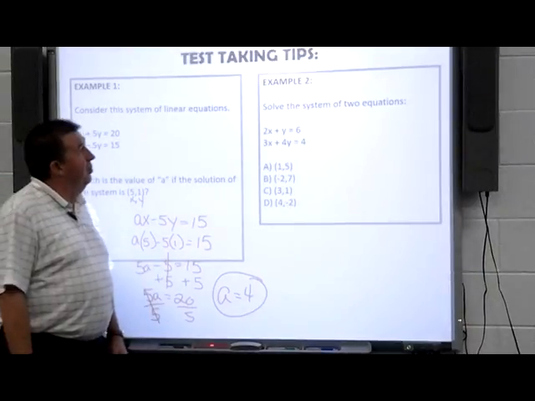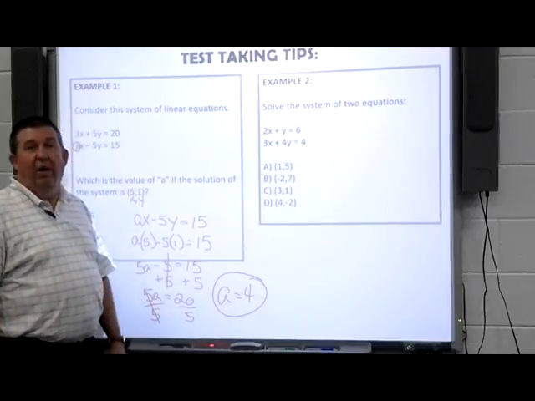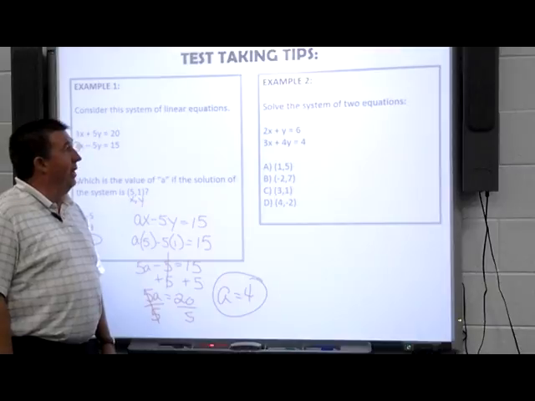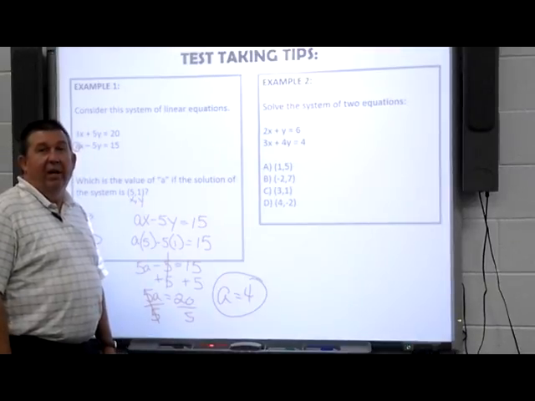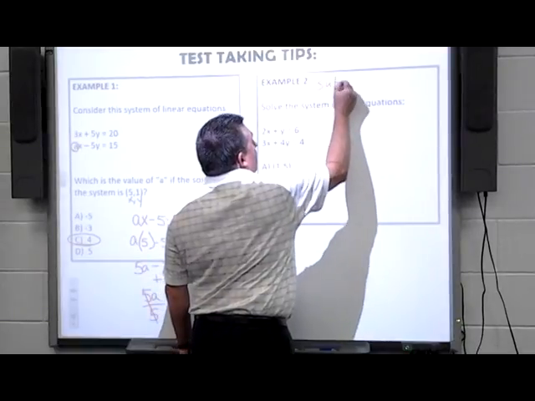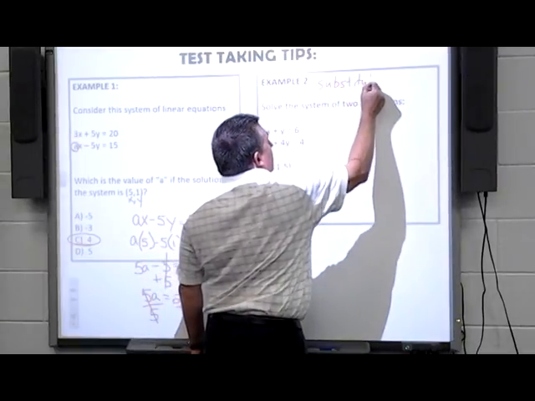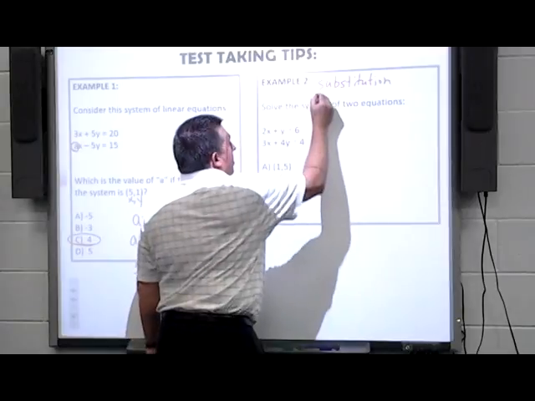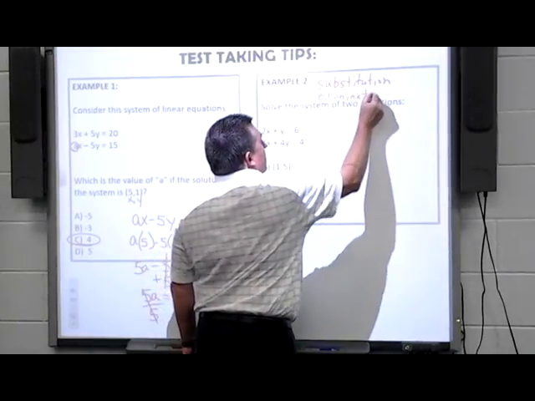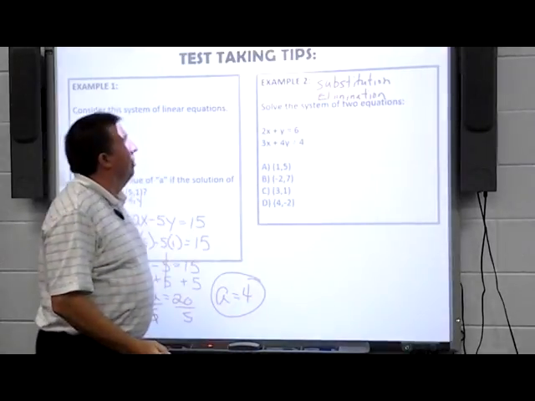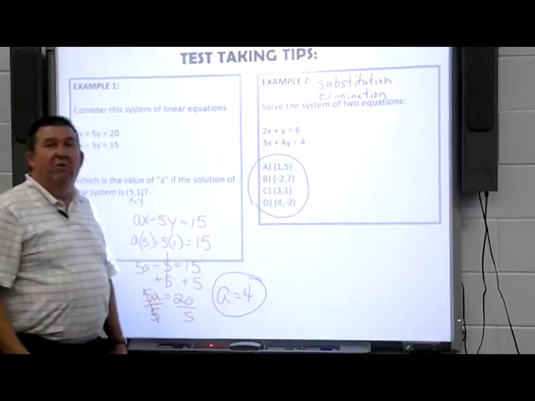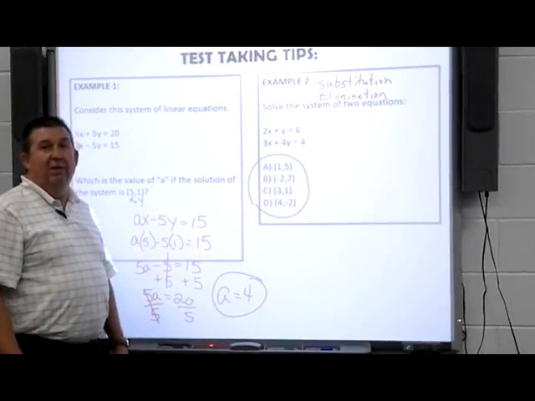In example 2, we're going to solve the system of two equations. Jen has already showed you the substitution method. I have showed you elimination. What if you forget and panic and don't know how to do either one of them? Substitution was one method. Elimination was another method. In this particular problem, they already give you a choice of answers to where those two lines intersect.